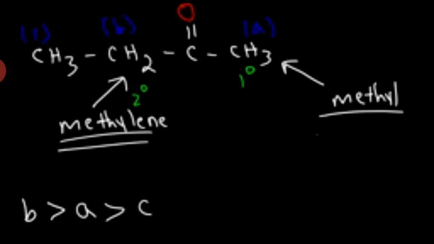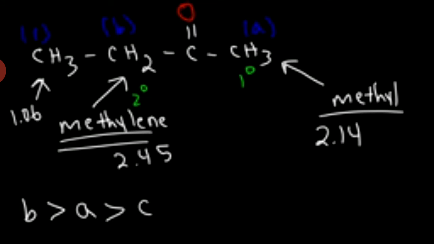So the summary is the proton at tertiary carbon will appear at more downfield side than secondary carbon protons, followed by primary carbon protons. These are rough estimates. For the methyl group it is 2.14, for the methylene group it is 2.45, and for CH3, as we have seen earlier, it is around 1 ppm. So the methylene proton, because it is attached to a secondary carbon, will appear towards the more downfield side.